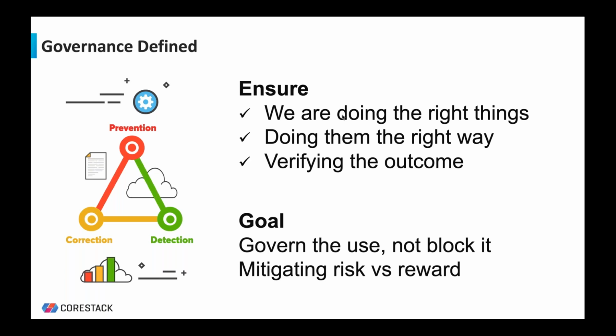It should implement automation tools which can actually streamline that path and make that path to innovation faster. So the goal is to remove as many roadblocks as we can, but still be able to have the controls, the handrails in place to be able to make sure that we're doing the right things the right way and verifying the outcome.